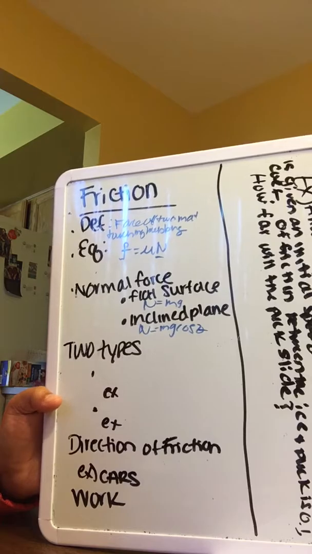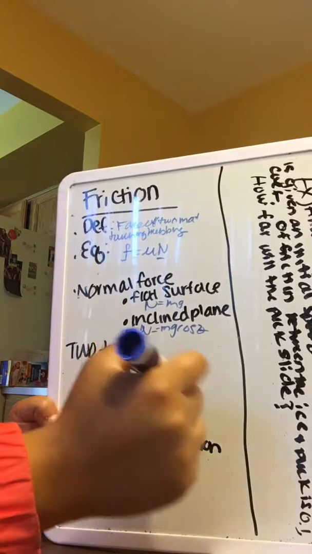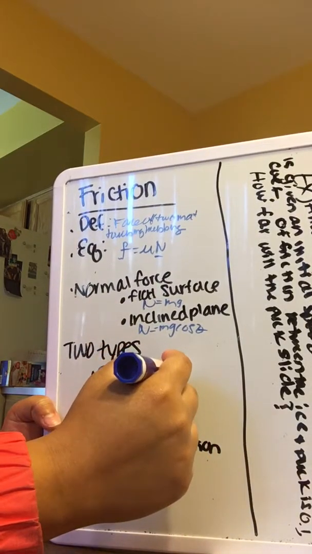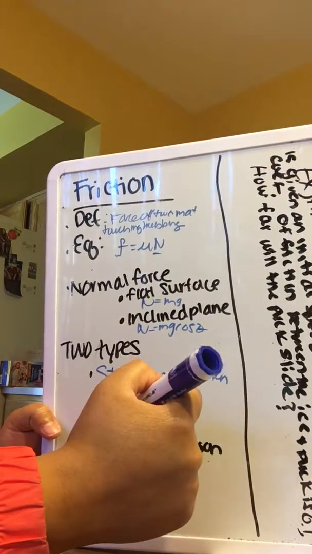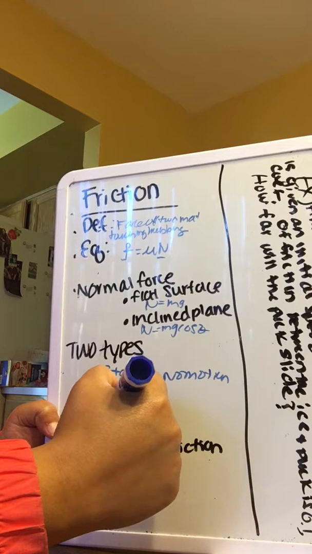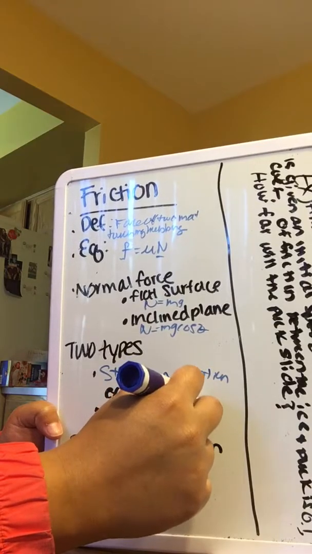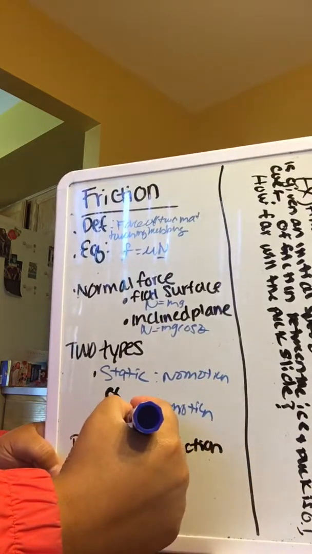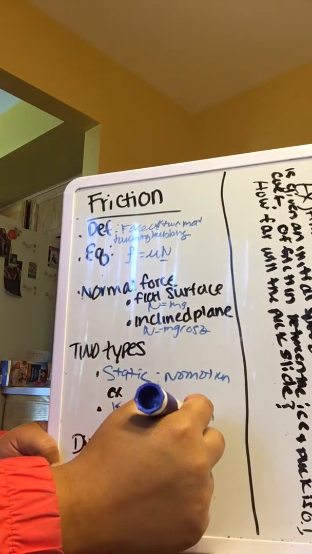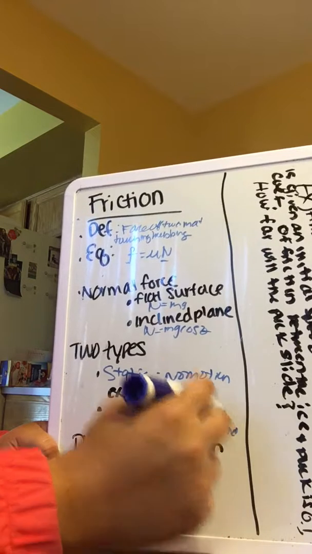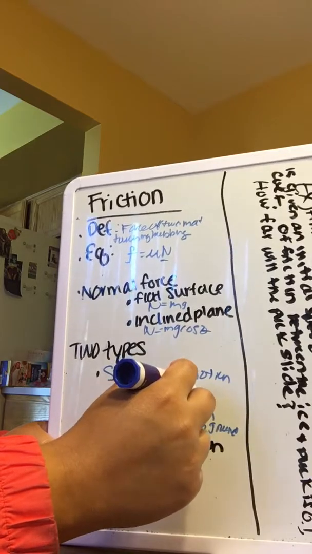So there's two types of friction, essentially. There is static friction, and this is when there's no motion. And then there's kinetic friction, and this is when there is motion. So for example, like tires rolling on ground. Static friction will be tires still on ground, right?